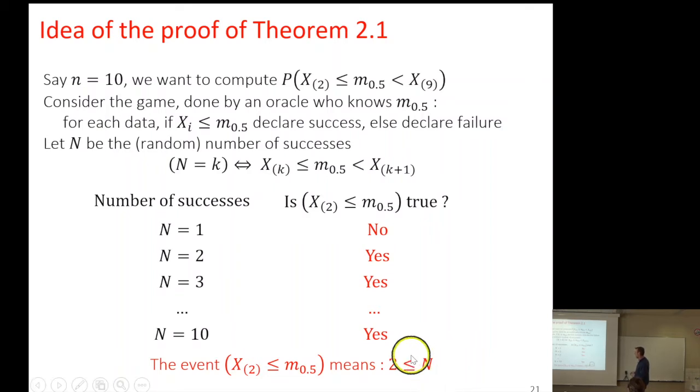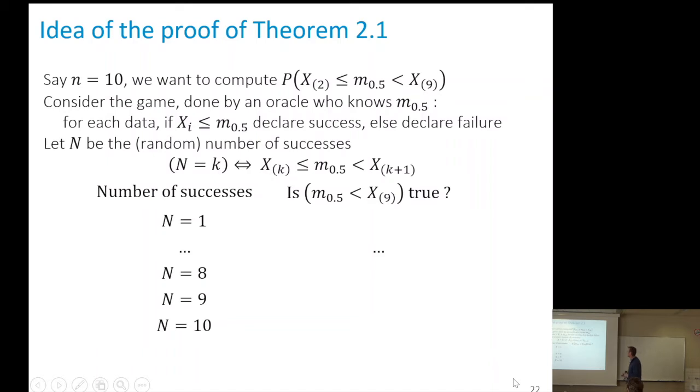Now n is what? N is how many times you succeeded in a trial. It's like flipping a coin. It occurs, the oracle would say yes or no with probability 50%. So this has a binomial distribution. The distribution of n is binomial here.